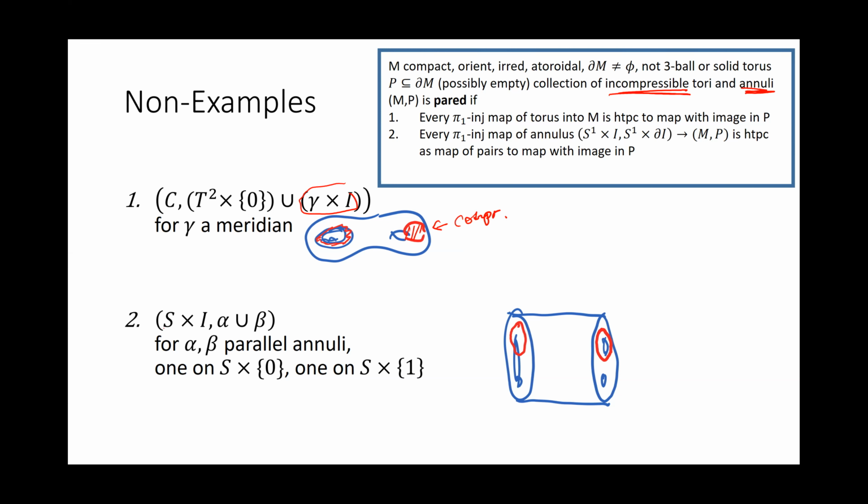Similarly, if you take your surface cross the interval and pick for your annulus 2 parallel annuli, one on either side, then this is not going to work because this is going to break number 2. Here's a map of an annulus into the manifold where you've got one boundary component on this side and one boundary component on that side, and that is not going to be able to be homotoped into P. So these are the situations that will block hyperbolic geometry.